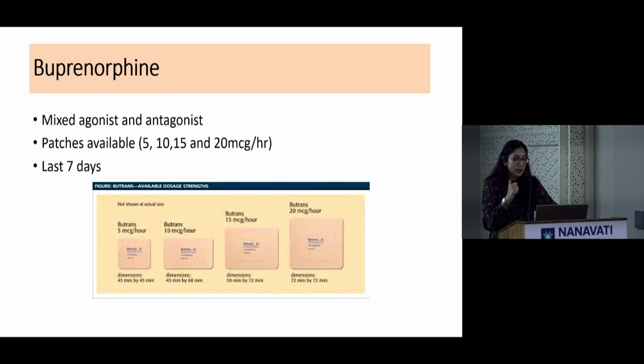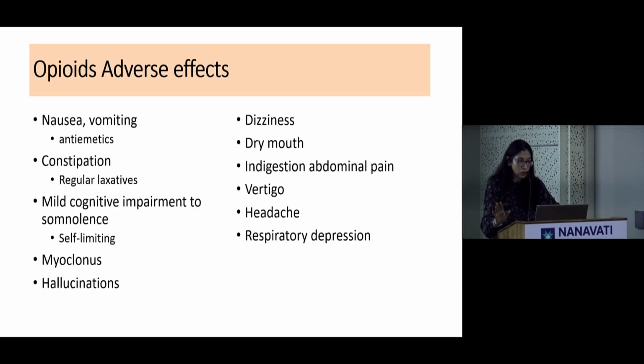But the catch here is that if the patient has breakthrough pain in between the patch, then if you are going to give a pure mu agonist like tramadol or tapentadol, that will not work to that extent because this buprenorphine will be antagonizing the morphine that you give at the mu receptor. So therefore, in practice, buprenorphine patches are not very popular, especially in the Western world, because people prefer pure mu agonists.